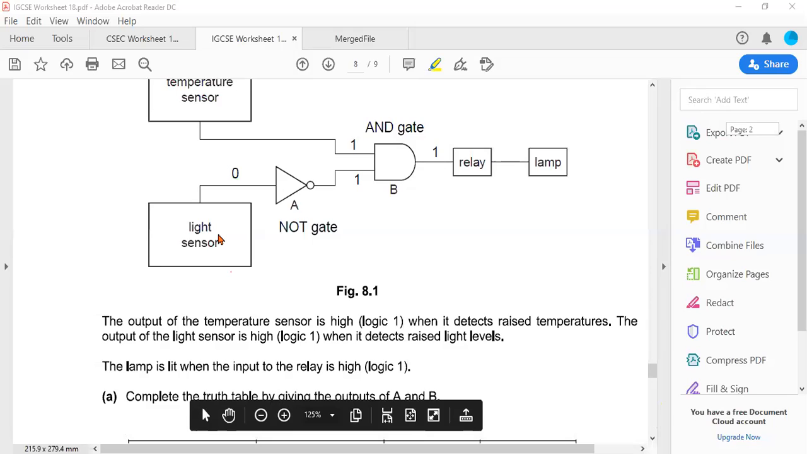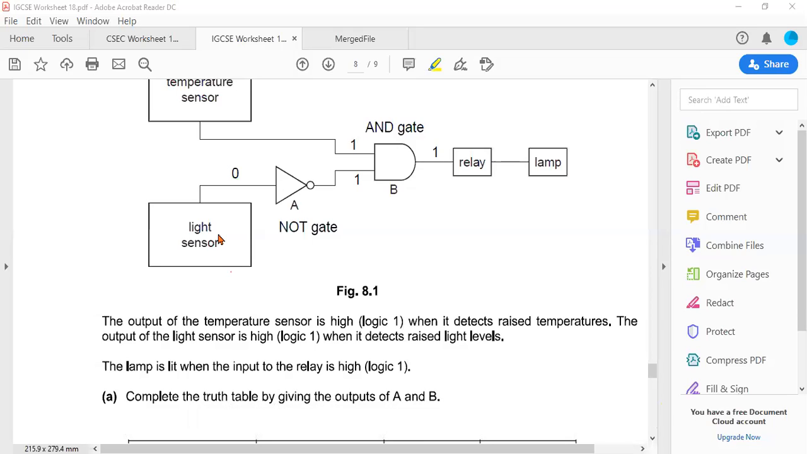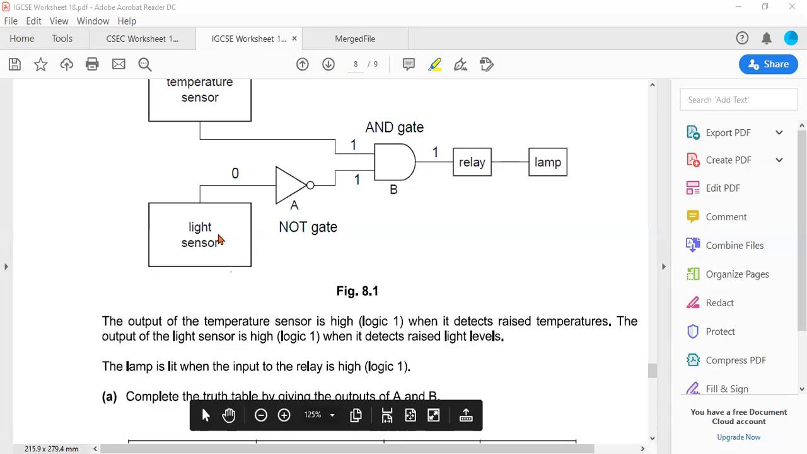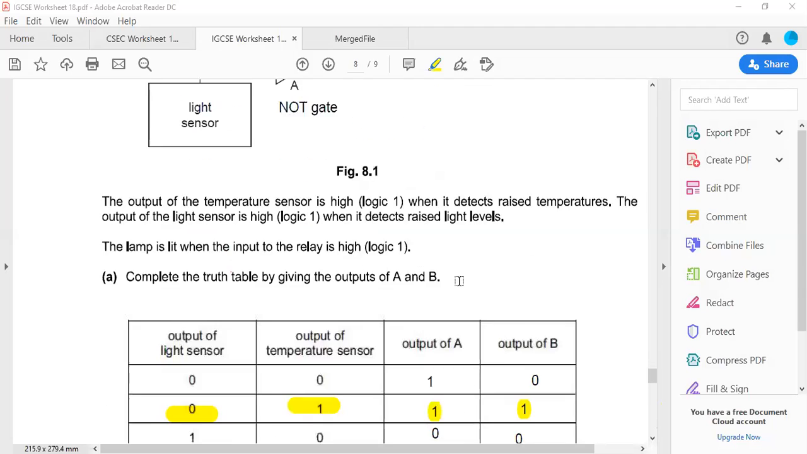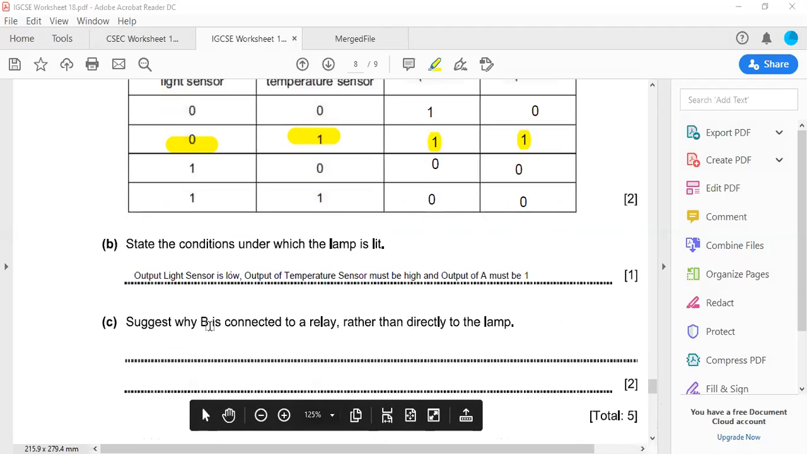Right, I would have given it: a relay uses a smaller current to activate. So this is what a relay does. I'll just copy and paste it in. So this is a relay. You see it in the chat. A device that uses a small current to activate an electromagnetic switch that allows a large current to flow to another circuit. So the question is, suggest why B is connected to a relay rather than directly to the lamp. Why do you think?